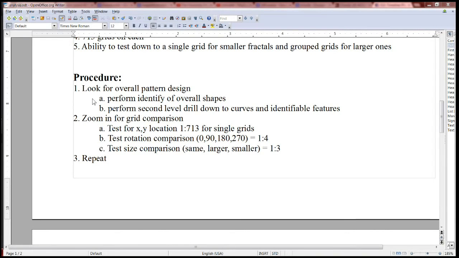Now I'm just going to read to you what we're going to do on number 2, and then we're just going to go ahead and perform those tests. So after we've done that, now we're going to start zooming into grid level comparison. And what we'll look at first is groups of grids.